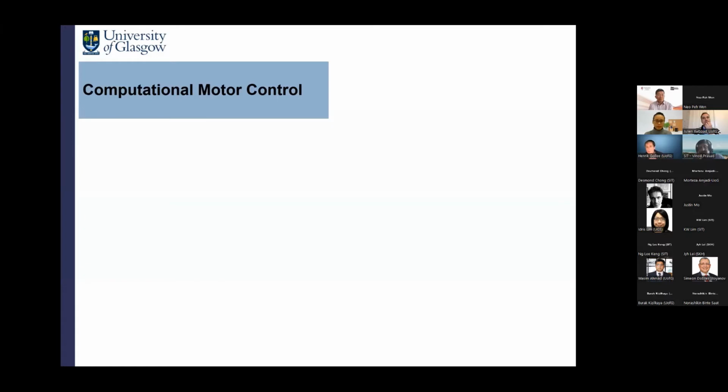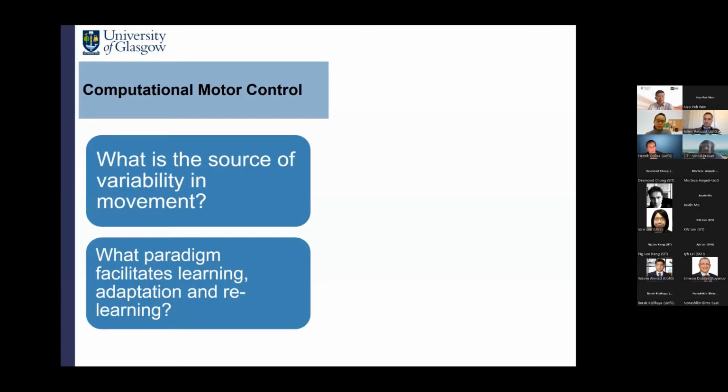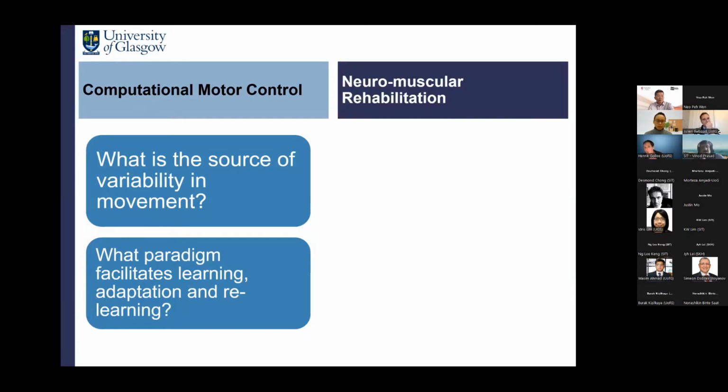Now, in computational motor control, we basically try to understand the overall control principle of human movement. We don't necessarily look at specific aspects of brain functions or things like that, but try to understand the overall concept. Questions which arise there are, for example, what is the source of variability in movement, and which paradigms facilitate learning and adaptation and relearning? How can this translate to neuromuscular rehabilitation?